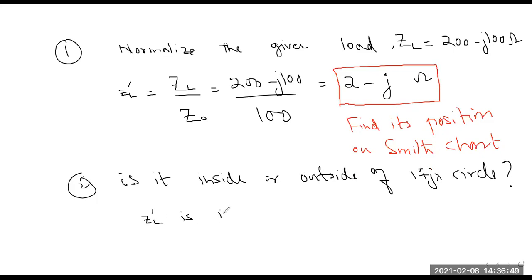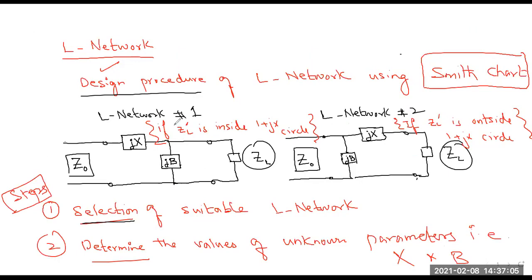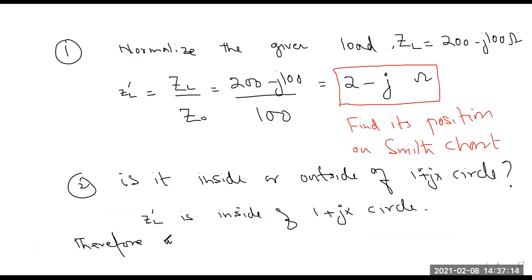ZL dash is inside of the 1 plus jx circle. Therefore, कौन सा नेटवर्क हम सेलेक्ट करेंगे? Number one, sir, which looks like this. Okay. Therefore, we will select L network number 1.